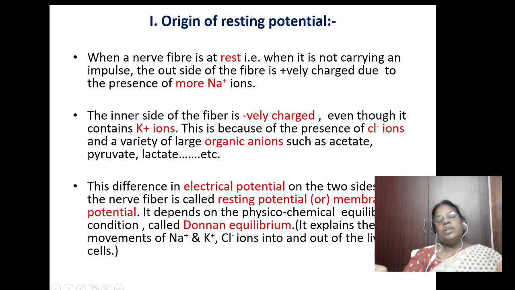This is because of the presence of Cl- ions and a variety of large organic anions like acetate, pyruvate, lactate, etc. And this difference in electrical potential on the two sides of the nerve fiber is called the resting potential. It mainly depends on the physico-chemical equilibrium condition called the Donnan equilibrium, that is, due to the movement of Na+, K+, Cl- ions.